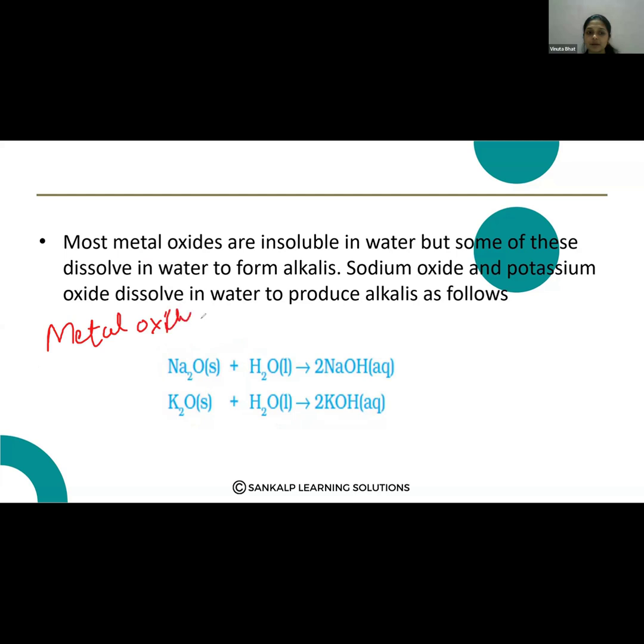Metal oxides react with water and form, what will they form? They form the alkalis. Okay, so that is it.